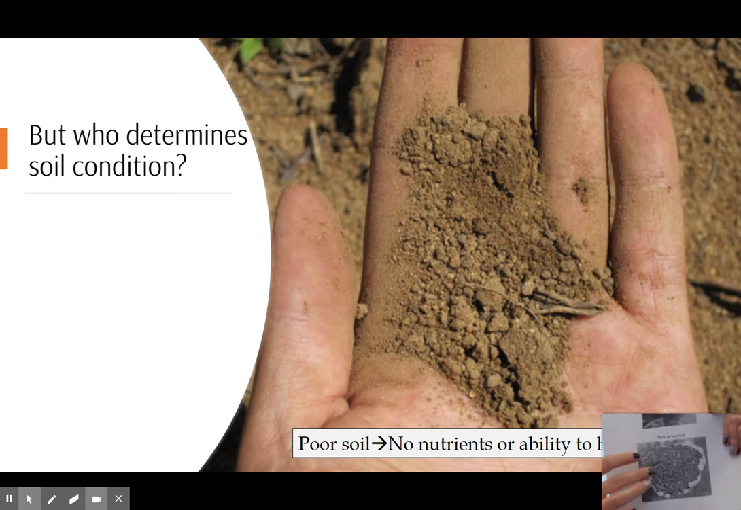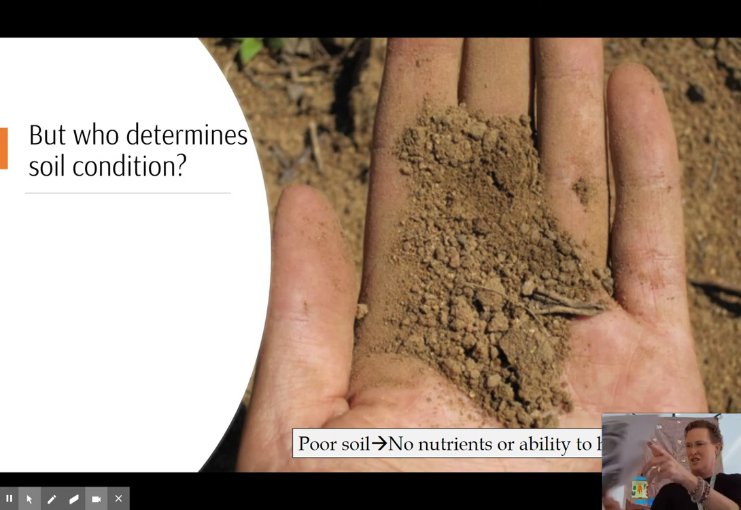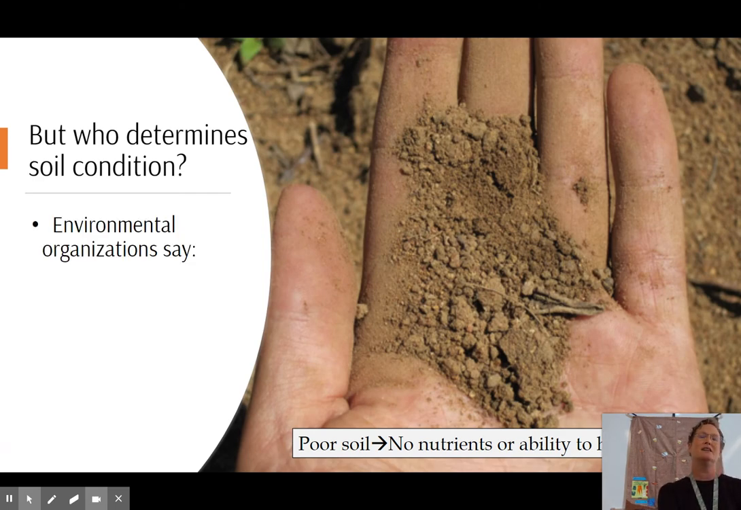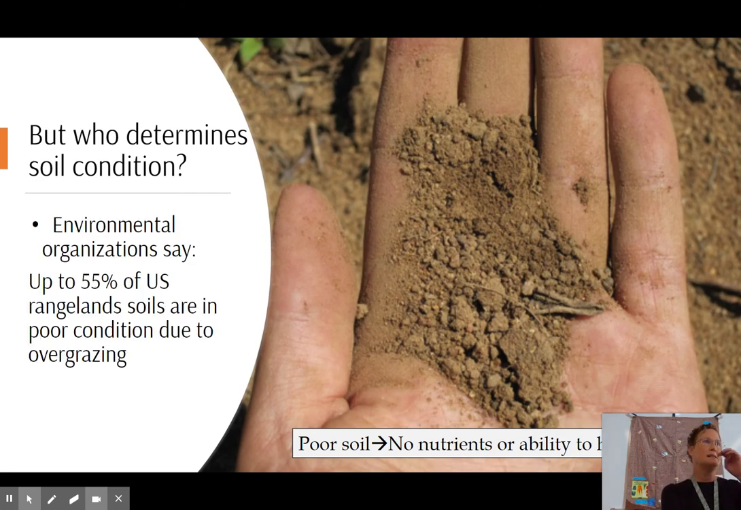Humus, and this is a black and white picture here, but this is dark, spongy, absorbent soil that has many nutrients in it, and not just fertilizer, but actual humus. That's what you want in your soil. It's so much better. So environmental organizations say that up to 55% of the United States rangeland soils are in poor condition due to overgrazing.